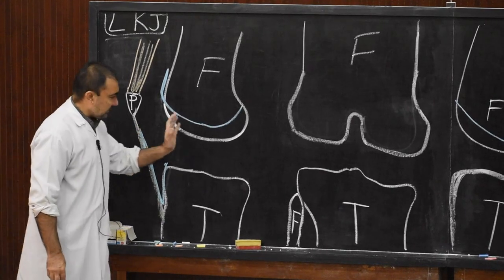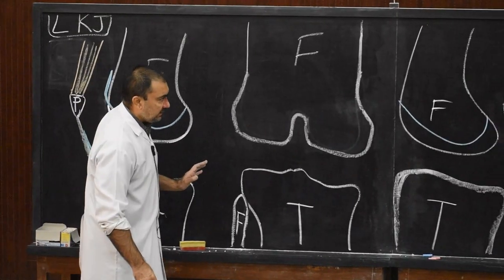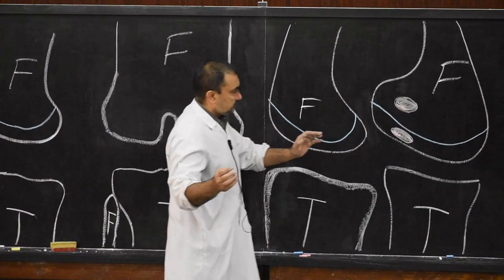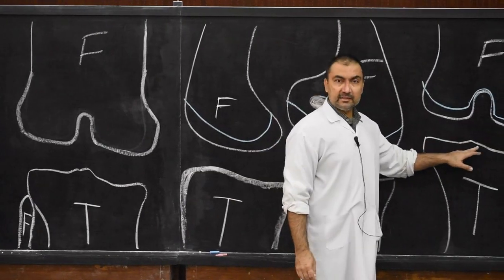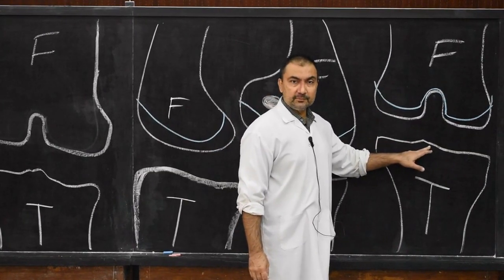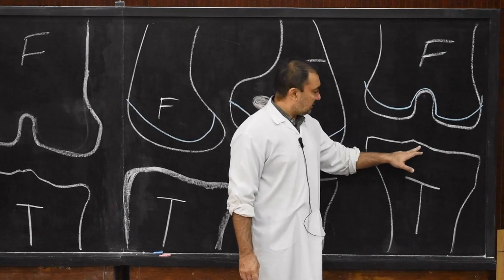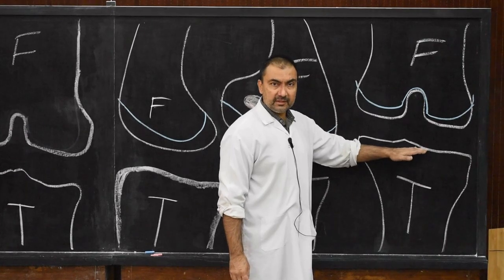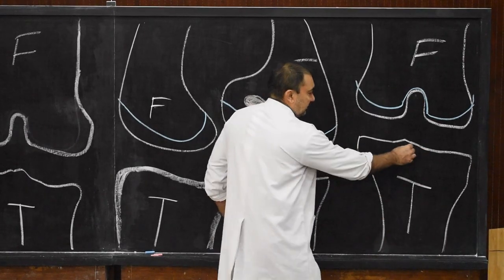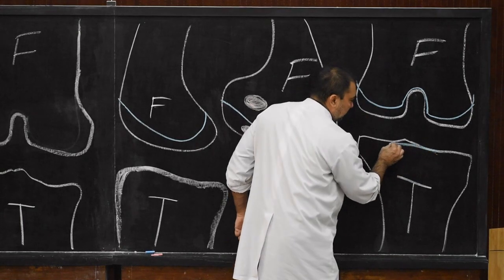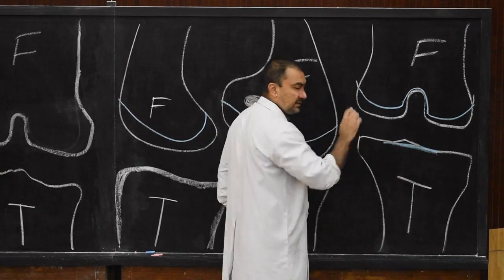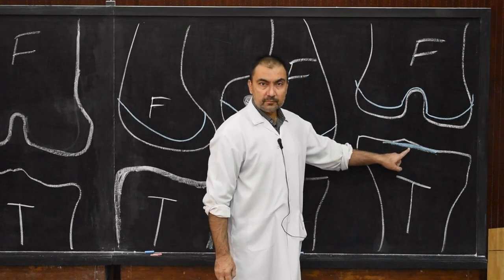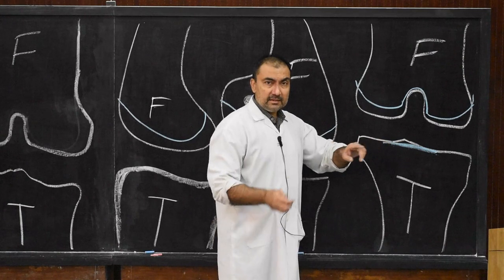Now posteriorly, please come on this side. This is the posterior. So here, in the lower part, posteriorly, the capsule is attached to the posterior part of the intercondylar area of the tibia. This is the posterior region of the intercondylar area of the tibia. Posteriorly. Then medial and lateral.